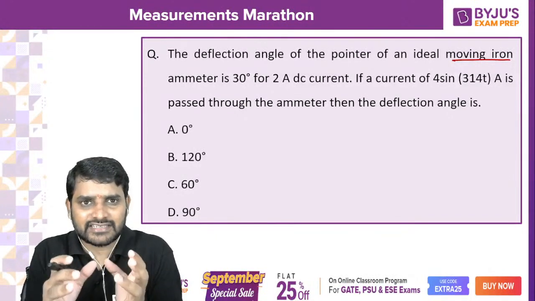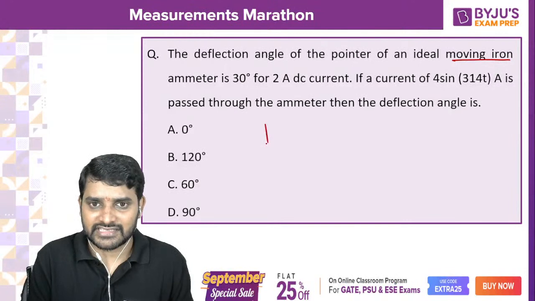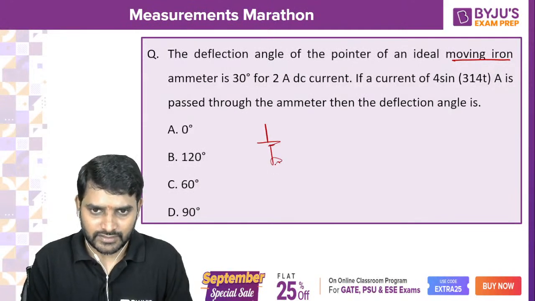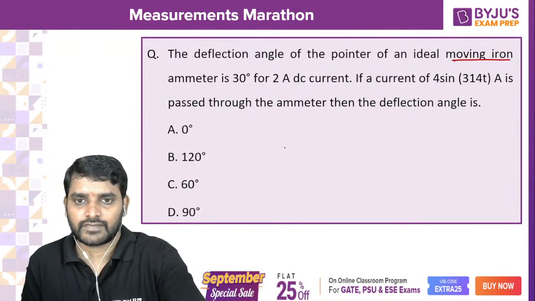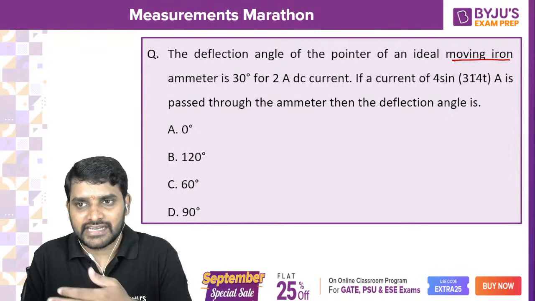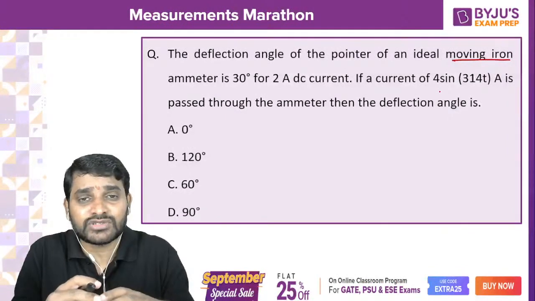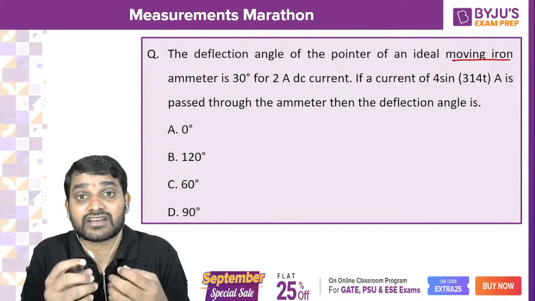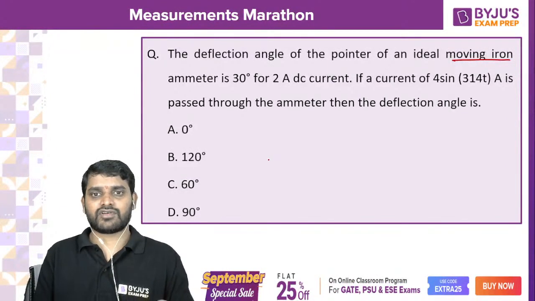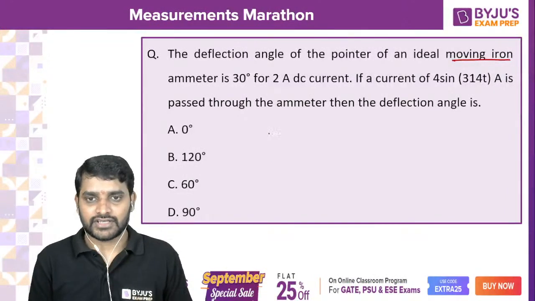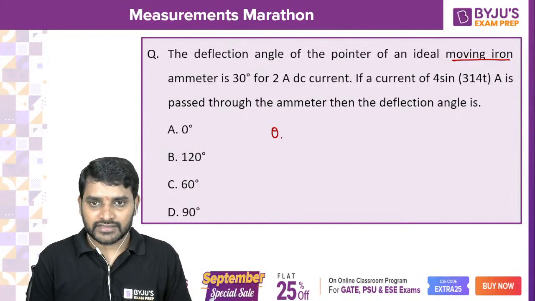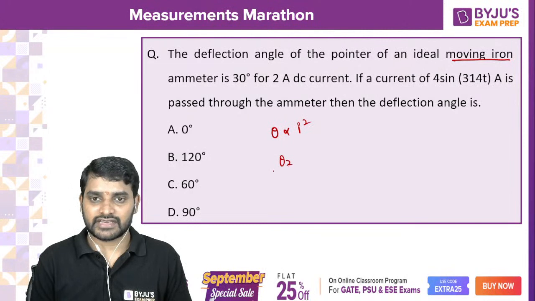So that means we are connecting an MI instrument like this to a DC source. So DC current and AC current both are there. The MI instrument is going to indicate the RMS value of the quantities which are going to be applied. He is not asking what is the indication; he is asking what is the deflection angle, theta. So theta is directly proportional to the square of the current. So theta 2 divided by theta 1 is equal to I2 divided by I1 whole square.